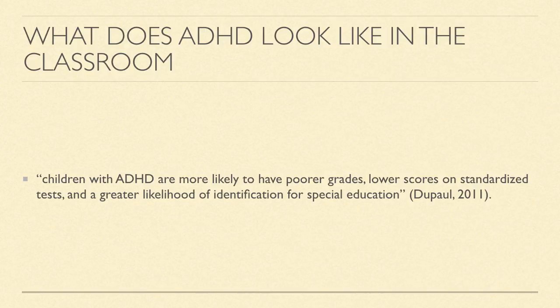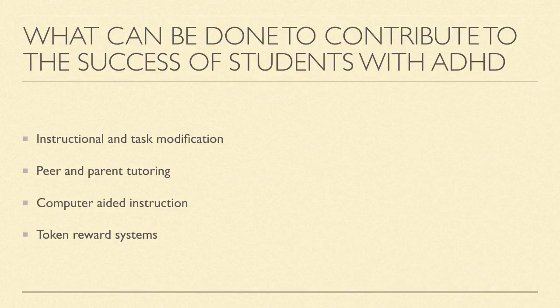So, with all of this in mind, the question remains, what can be done in the classroom to contribute to the success of students with ADHD? One option involves instructional and task modification, which simply means that an instructor will change or alter tasks or their method of instruction to better cater to the needs of the individual students. There are many ways that this can be done, one of which involves breaking down longer tasks into more manageable sections. And this basically just caters to the attention span of the student.